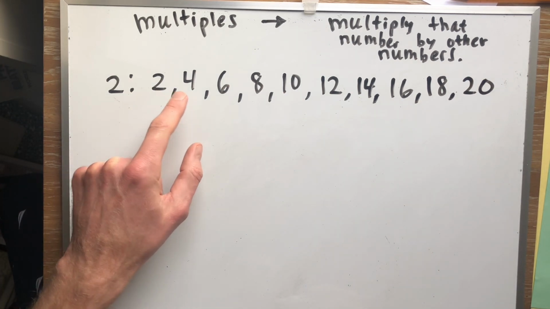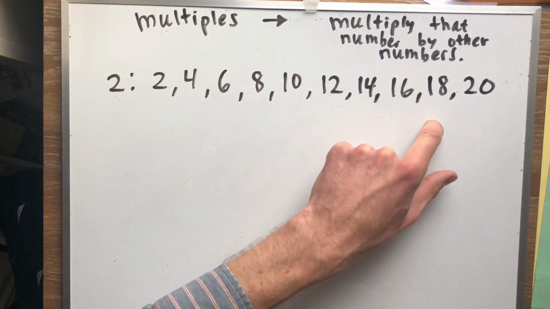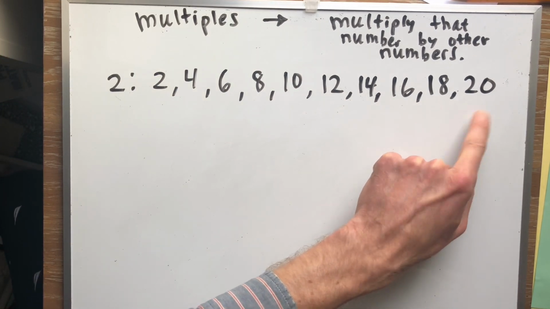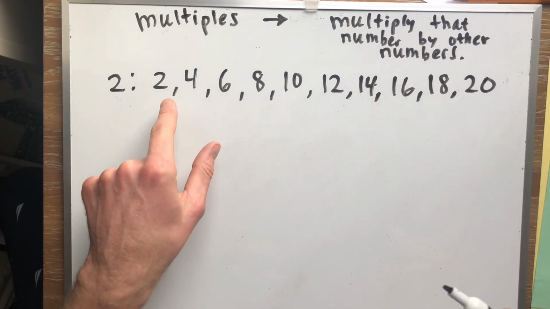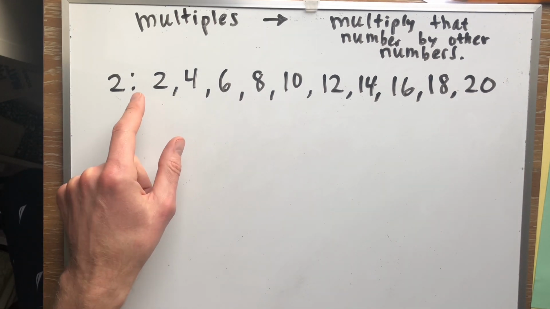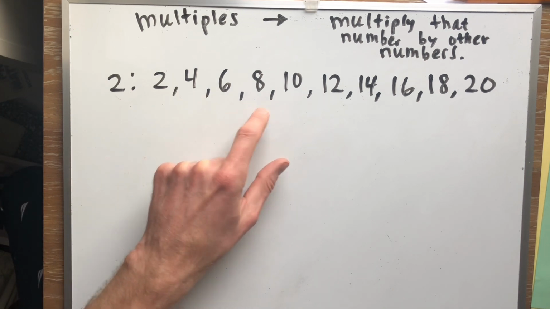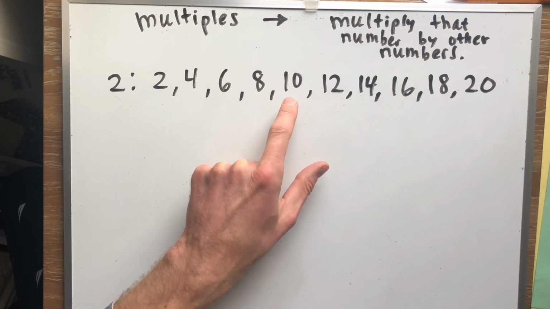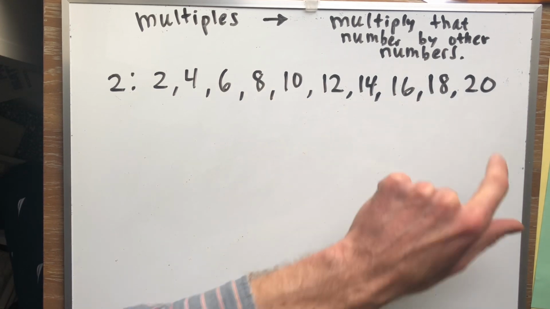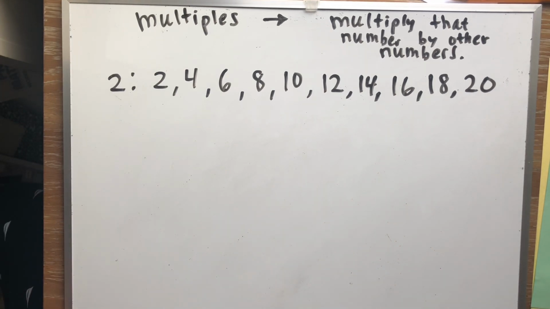So there's 1 2, 2 2's, 3 2's, 4 2's, 5 2's, 6 2's, 7 2's, 8 2's, 9 2's, 10 2's. 2 times 10 is 20. Notice how when you do multiples of 2, the numbers are always even. They end with an even number: 2, 4, 6, 8, 10. That's a 0, but we're going to count that because it's 10. 10, 12, 14, 16, 18, 20. And that's because even numbers can always be divided by 2. 2 goes into all the even numbers.